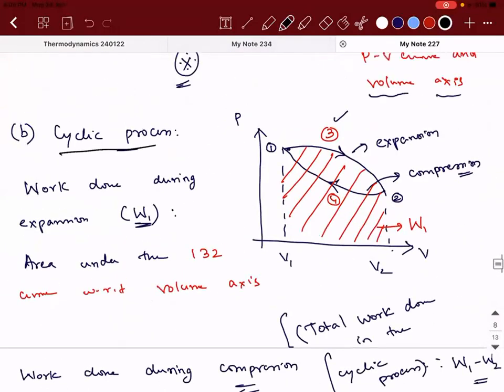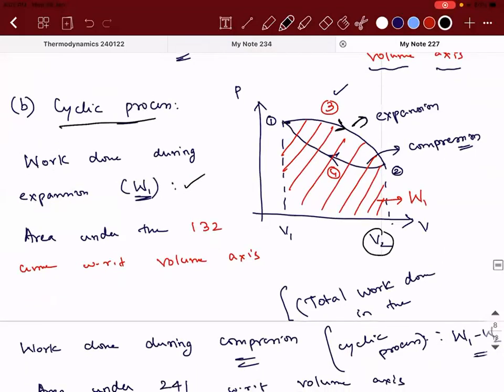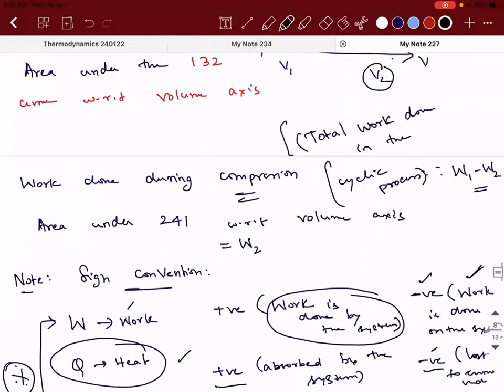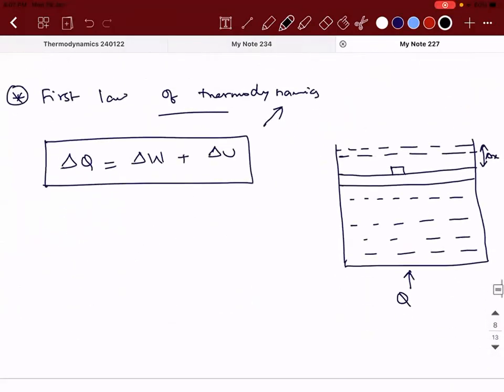Based on this, we understood that if the work is done in the case of expansion of volume, it is taken as positive. So W1 is a positive work and W2 is a negative work. When you try to calculate the total work in this cyclic process, you are going to get the area under this blue color shaded region, right? Then the last concept that we saw in the previous class was the first law of thermodynamics.